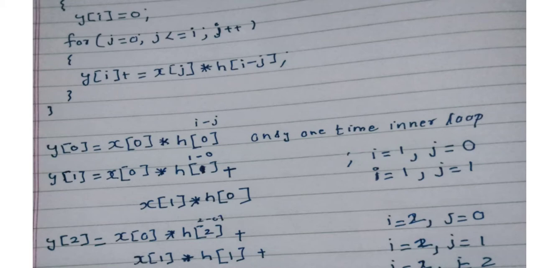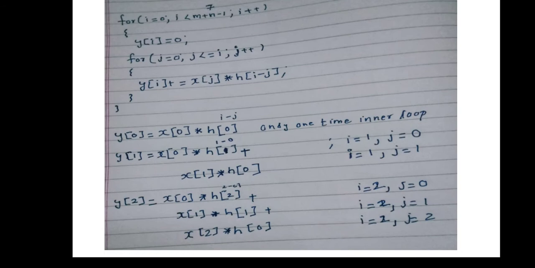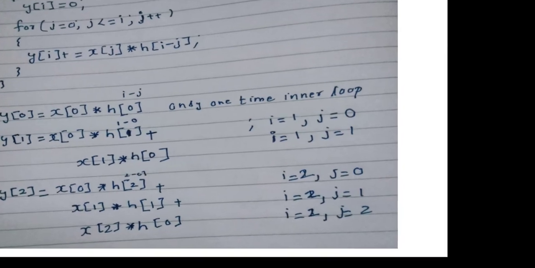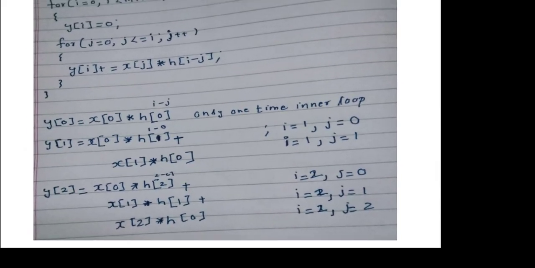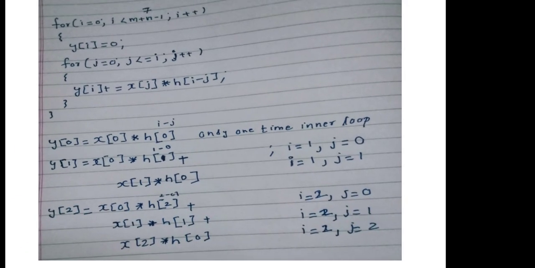The next time j becomes 2, but i is 1, so it comes out of the loop. And the third time, the i value becomes 2. So now it will run for i equal to 2, j equal to 0, then i equal to 2, j equal to 1, then i equal to 2 and j equal to 2. It gives me x of 0 multiplied by h of 2 minus 0, plus x of 1 multiplied by h of 2 minus 1, plus x of 2 multiplied by h of 2 minus 2, which is 0. So this gives me 4, 11, 20, and so on.